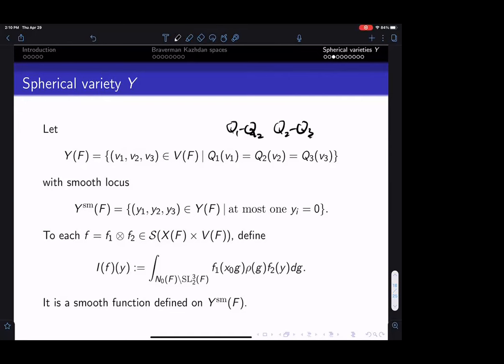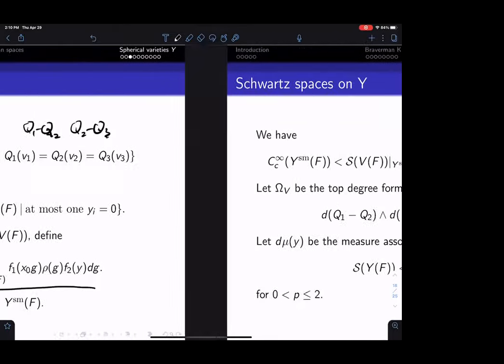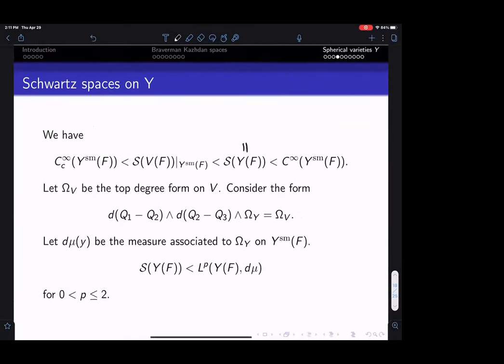Now to each pure tensor of Schwartz functions on X_F cross V_F, we define a functor I that takes it to a function by integrating along the open orbit. You can show it is a smooth function defined on the smooth locus. So we define the Schwartz space simply as the image of I of the Schwartz space of X_F cross V_F. It is contained in the smooth functions on Y smooth, and it actually contains the restrictions of the Schwartz functions on V to the smooth locus of Y, and hence contains the compactly supported smooth functions. There is a natural measure on Y given by the implicit function theorem, defined by this wedge product. We show that our Schwartz space is contained in L^p space, whenever p is not larger than 2.